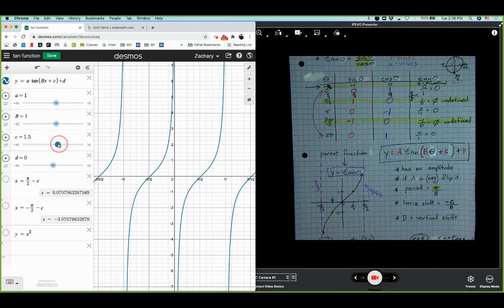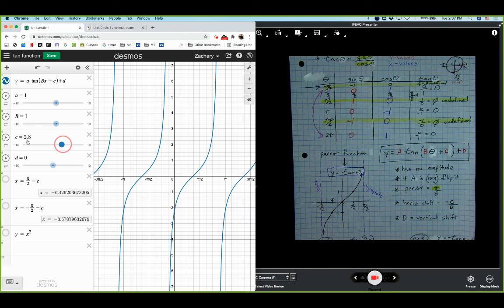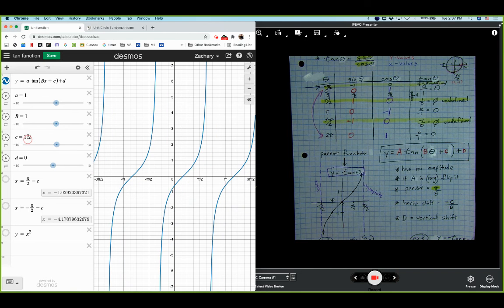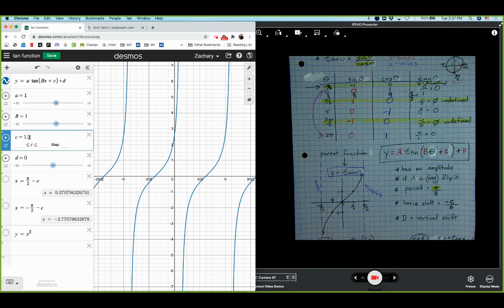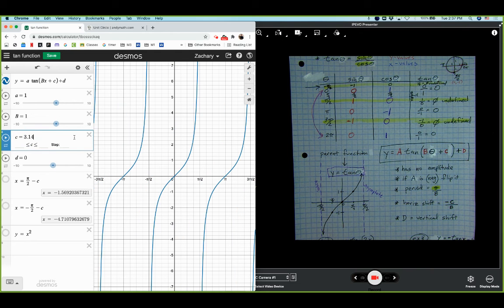So look, if I go to this and I shift it, let's shift it 3.14 because these are in radian measures. I'm just doing 3.14. If I did it like this, look what happened. The movement was through the origin, and I moved it all the way to 3.14.